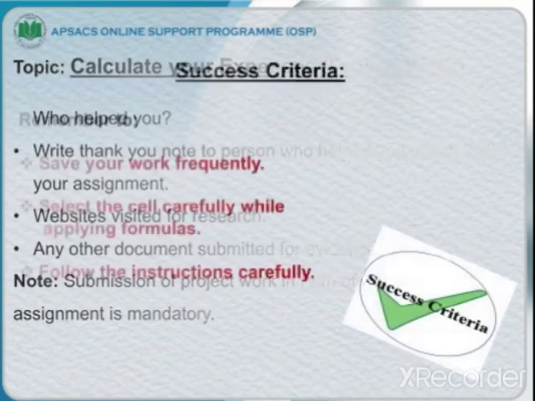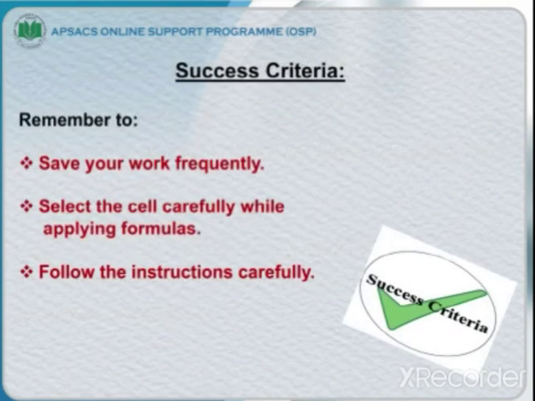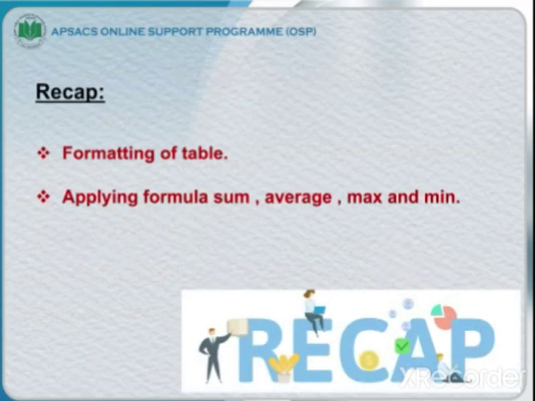Success criteria of today's lesson is: save your work frequently. Select the cells carefully while working with formulas. Follow the instructions carefully for the completion of project work. Let's see what we have done today. Today, firstly we have done formatting of the table by changing the font color. Secondly, we applied the formulas sum, average, min and max to calculate the total price of the product.